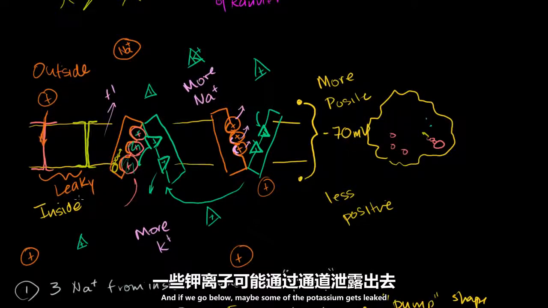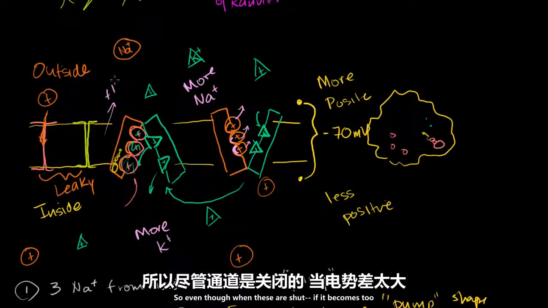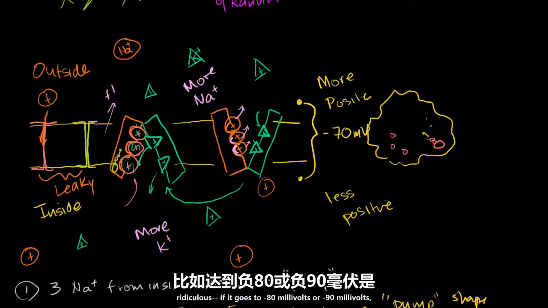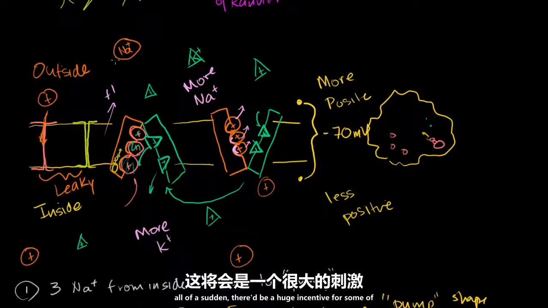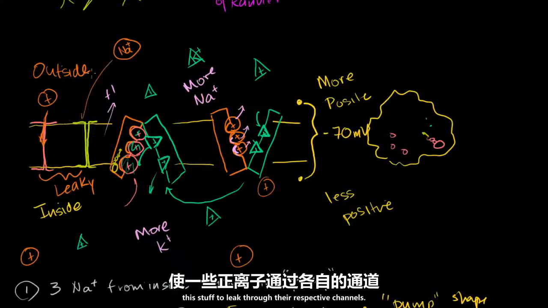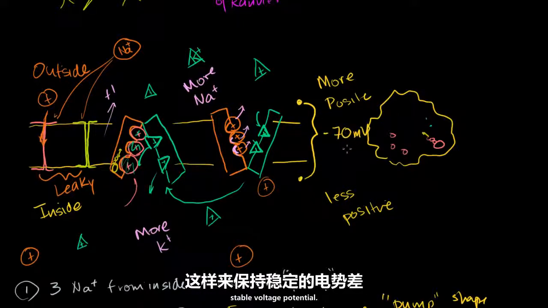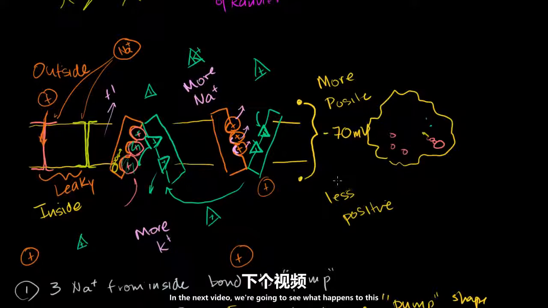And if we go below, maybe some of the potassium gets leaked through the other way. So even though these are shut, if it becomes too ridiculous, if we go to minus 80 millivolts or minus 90 millivolts, all of a sudden there'd be a huge incentive for some of this stuff to leak through their respective channels. So that's what allows us to stay at that stable voltage potential. In the next video, we're going to see what happens to this voltage potential when the neuron is actually stimulated.